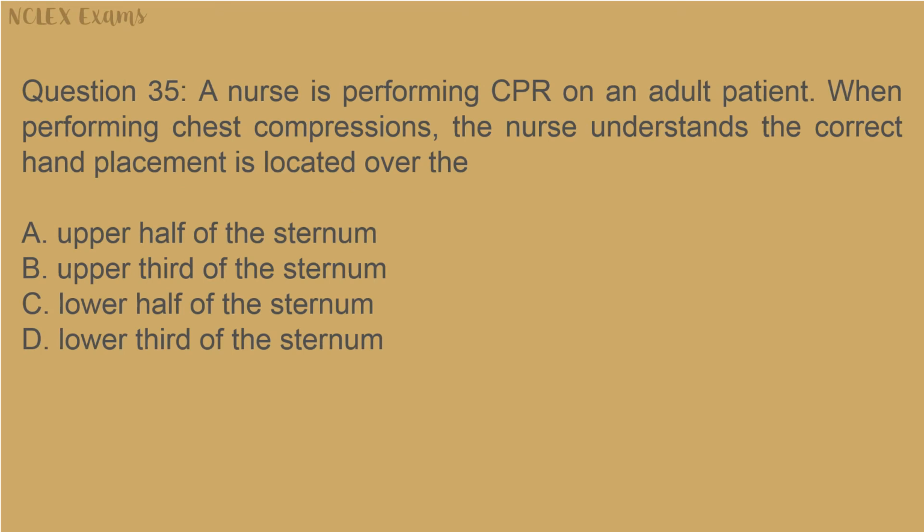Question 35. A nurse is performing CPR on an adult patient. When performing chest compressions, the nurse understands the correct hand placement is located over the: A. Upper half of the sternum. B. Upper third of the sternum. C. Lower half of the sternum. D. Lower third of the sternum.